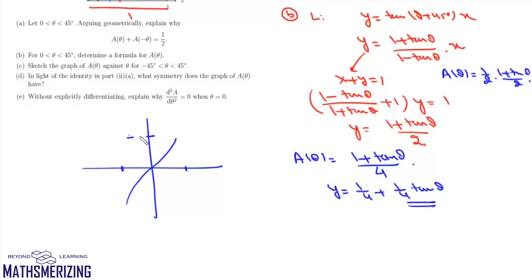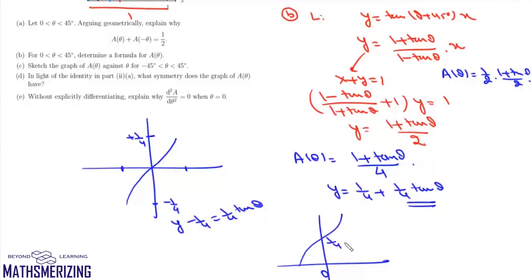So this is plus 1 by 4 and this is minus 1 by 4, and then we'll take the transformation y minus 1 by 4 equals 1 by 4 tan theta. So we'll need to shift this graph 1 by 4 unit upwards. Now we can draw this graph like this. So this is 0, this is 1 by 4 and this is 1 by 2. So that is the graph of A theta.